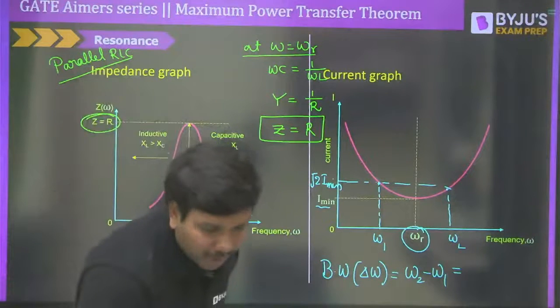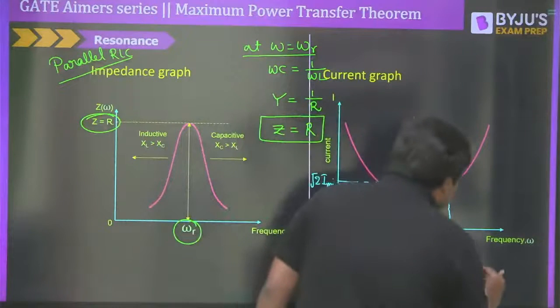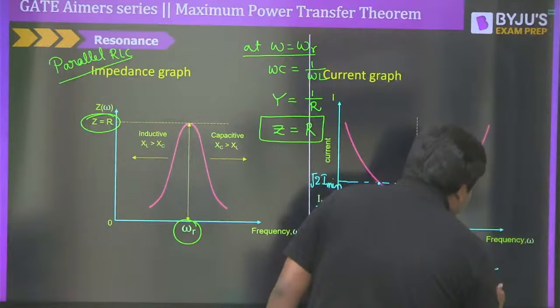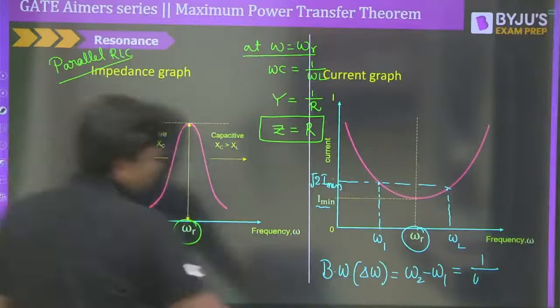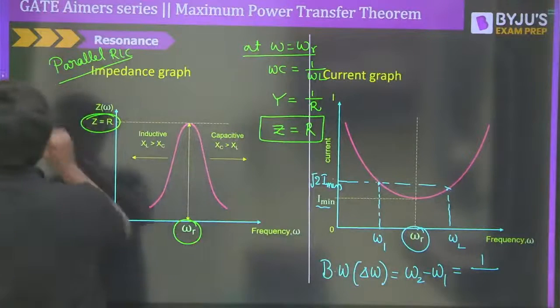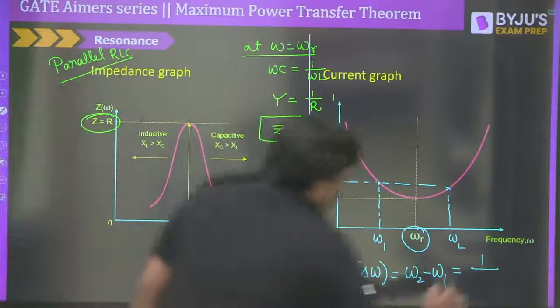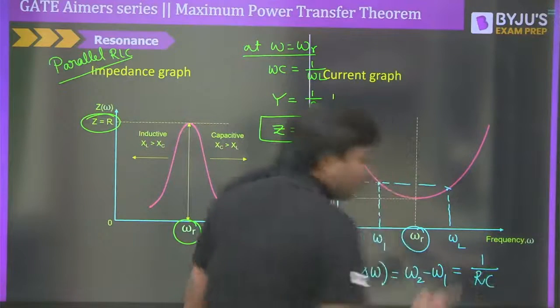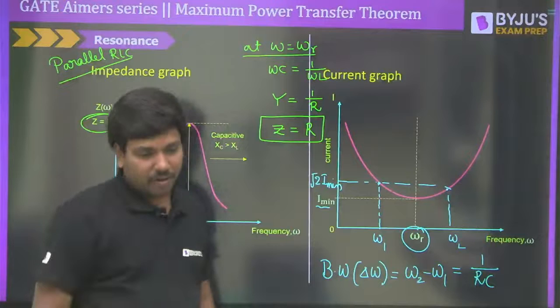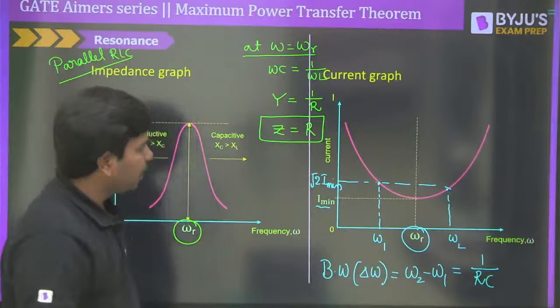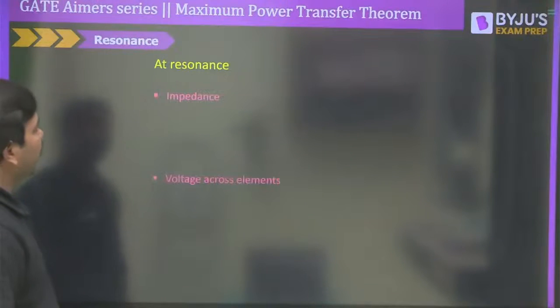Oh wow, very good. I'm sorry, you are very clear about these things, right? So 1 by RC. Good. Bandwidth will be equal to 1 divided by RC. And in the series RLC circuit it is R divided by L. Very good. Let me move to the final slide here.